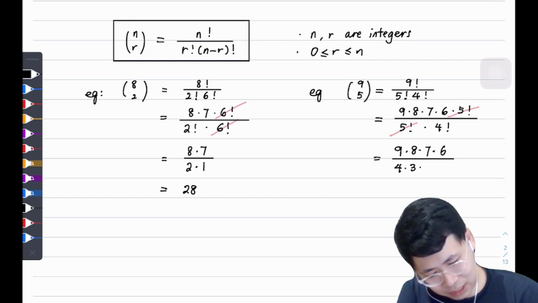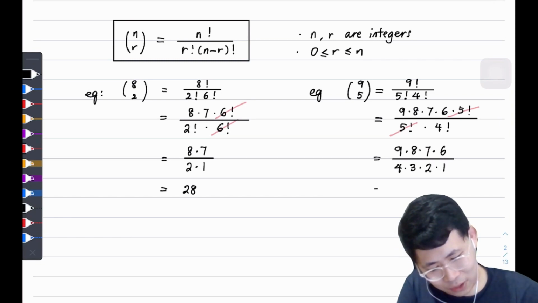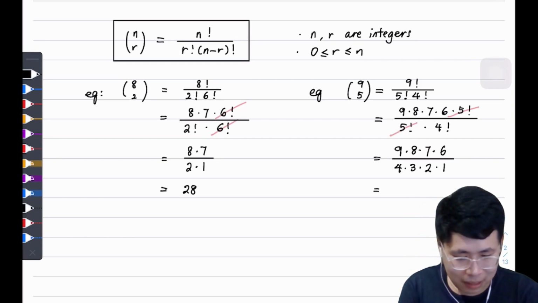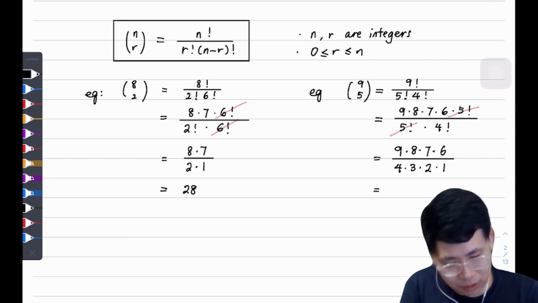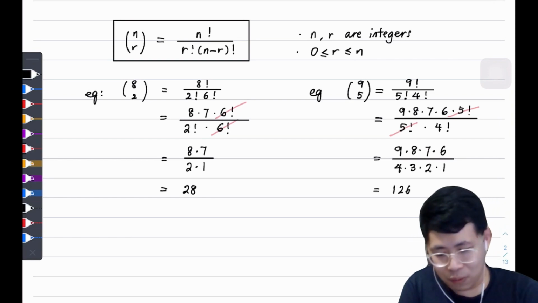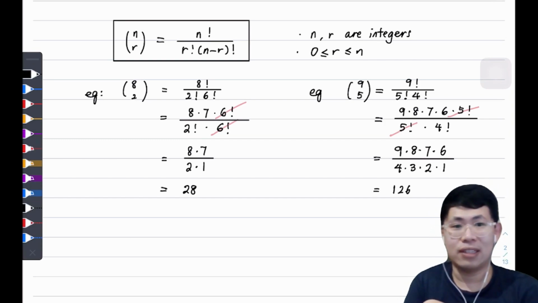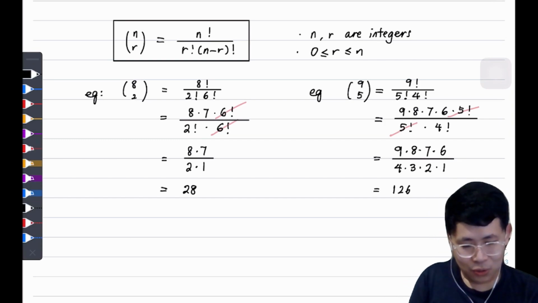4 times 3 times 2 times 1. This one you can slowly type in, and it will give me 126. In the same way, you can double check that your 9C5 should give you 126 on your calculator as well. Okay, something like that.